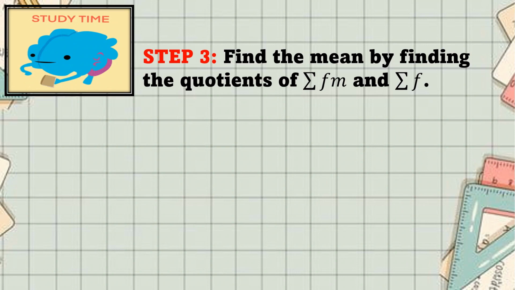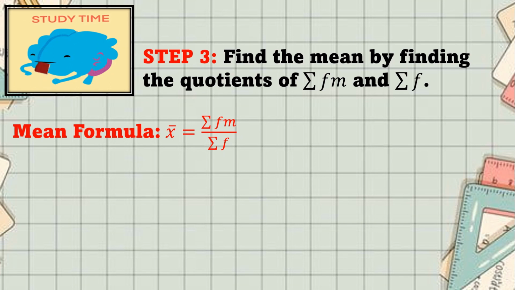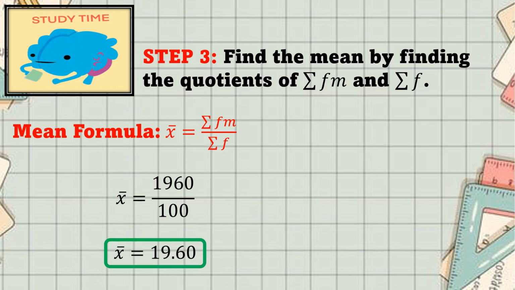Step 3 is to find the mean by finding the quotient of the summation of f times m and the summation of f. Remember this formula in finding the mean for grouped data. Mean is equal to the summation of f times m over the summation of f. So we have mean is equal to 1960 divided by 100. So the value of our mean in this problem is 19.60.